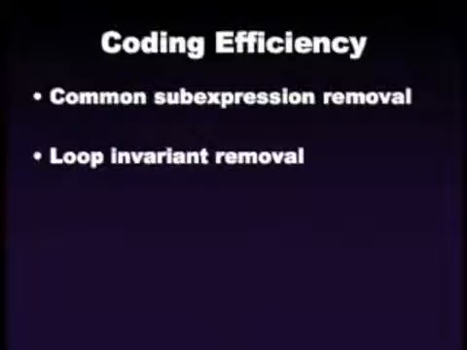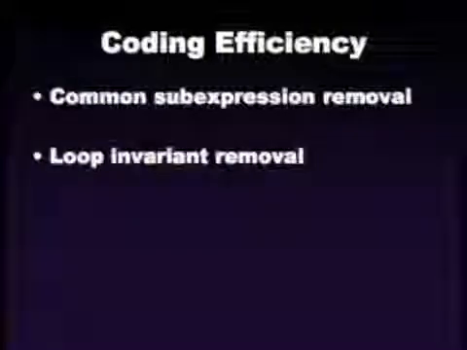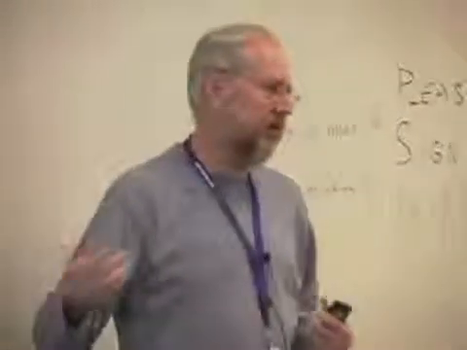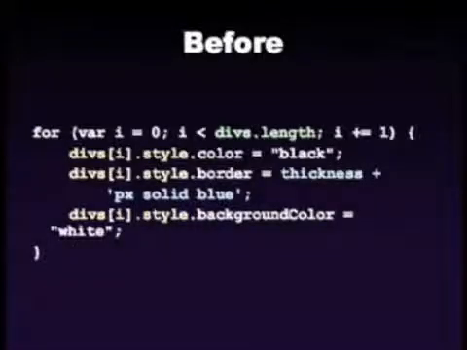So two things which are very commonly done in most other languages, common sub-expression removal and loop invariant removal, are easy to do yourself. And I recommend in most cases you go ahead and do it. So here's an example of a sort of ordinary piece of code that you see in a lot of web applications. We've got a loop where we're going through a set of divs, and for each div, we'll set the color and the border and the background.